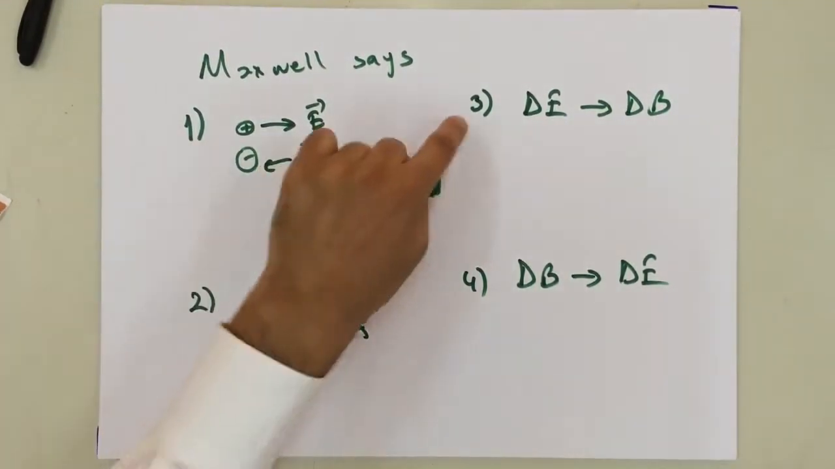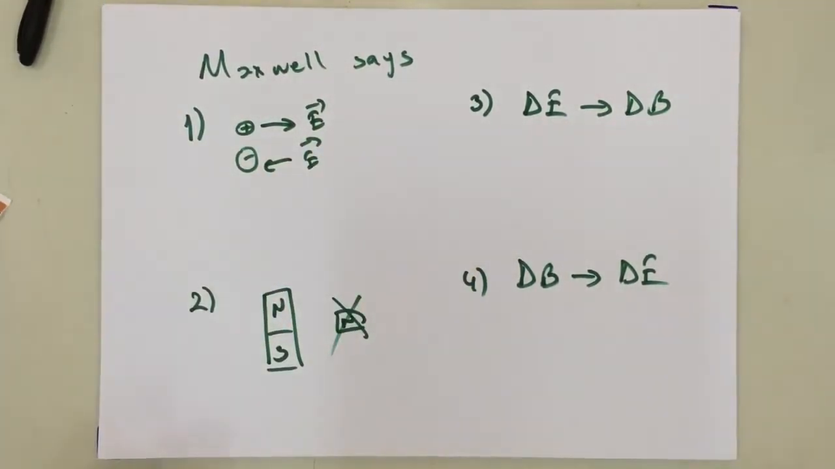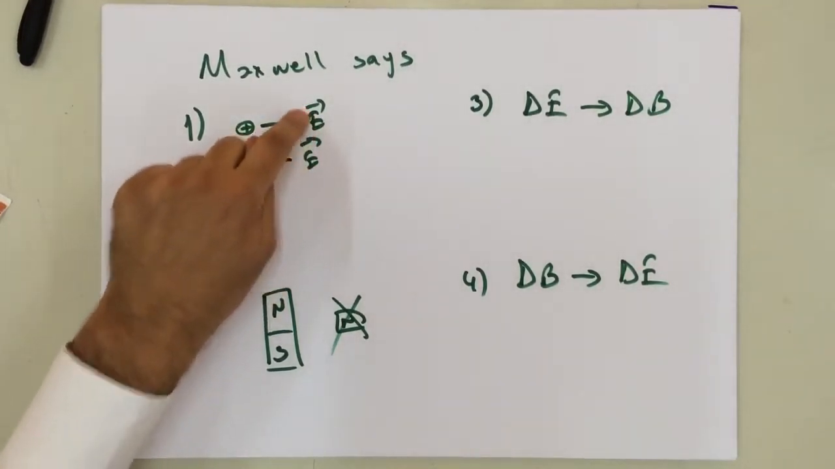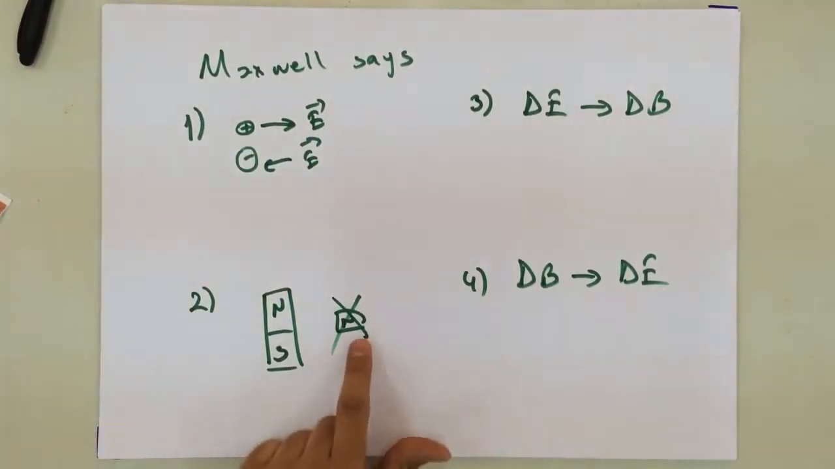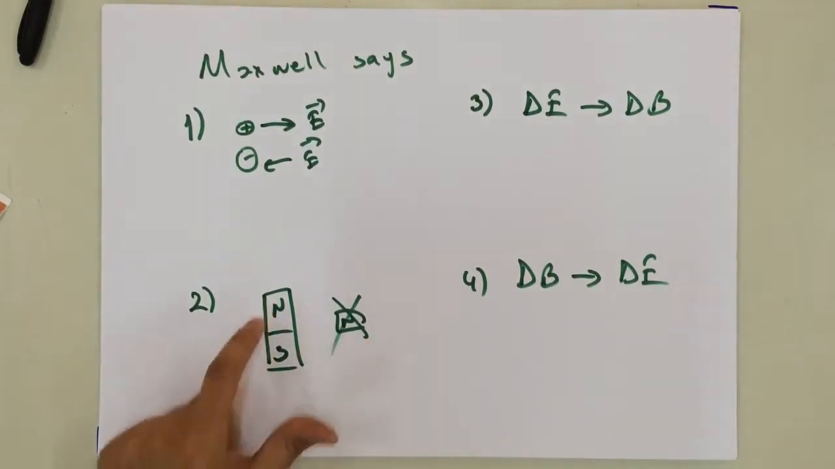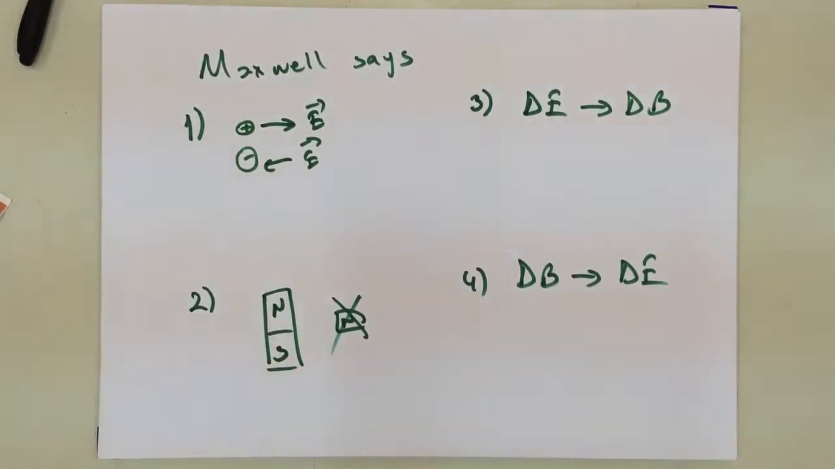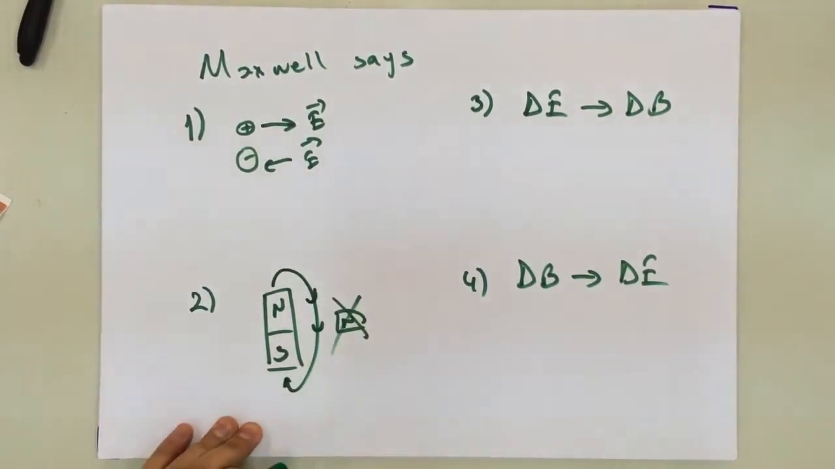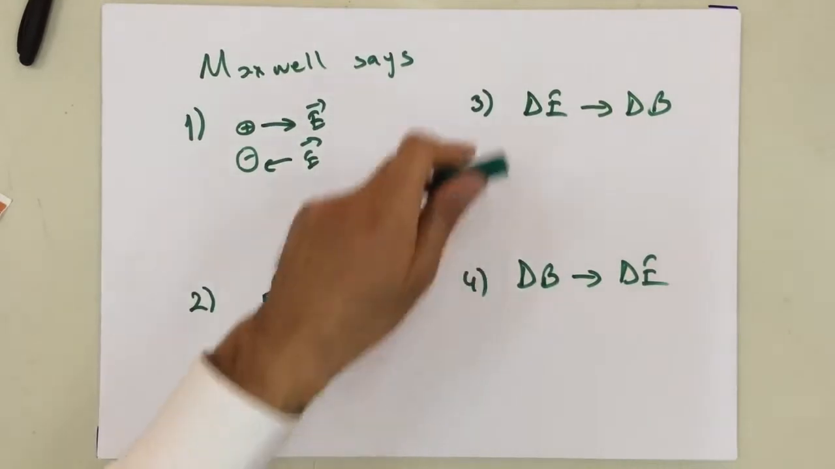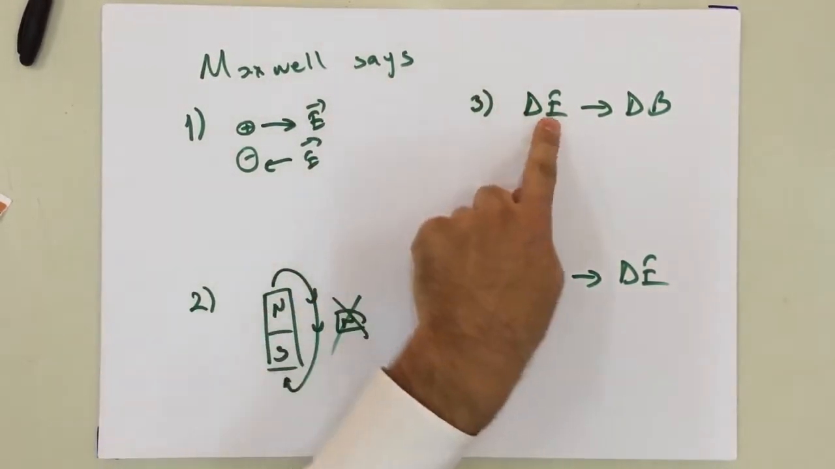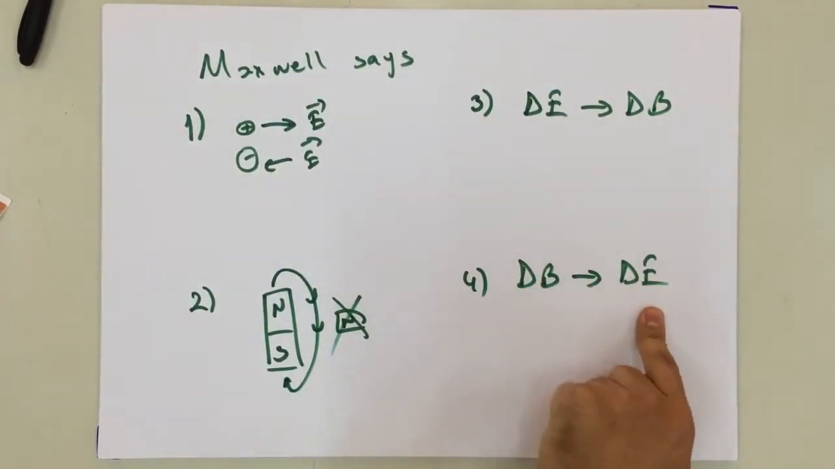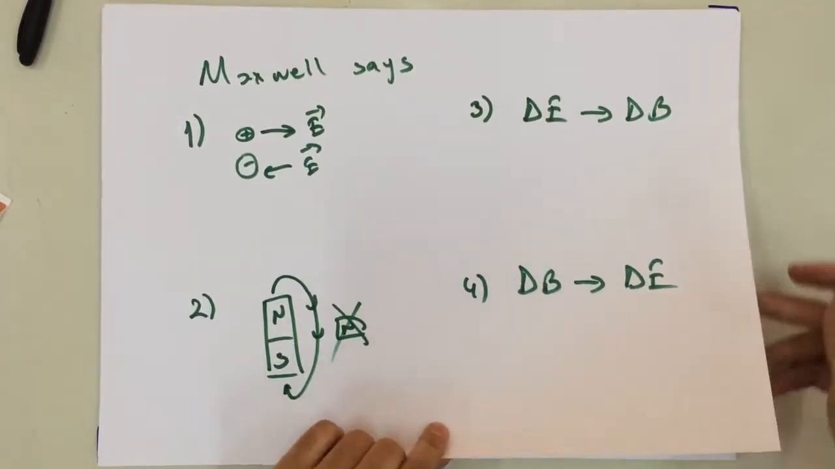These four rules are theories of Maxwell about electromagnetic induction. If there are charged particles, electric field is produced around them. There is no one magnetic pole. There is magnetic dipole. So magnetic field lines are closed loops. Third one and fourth one, if there is changing electric field, that means there is changing magnetic field. If there is changing magnetic field, that means there is changing electric field. This is Maxwell's theory.